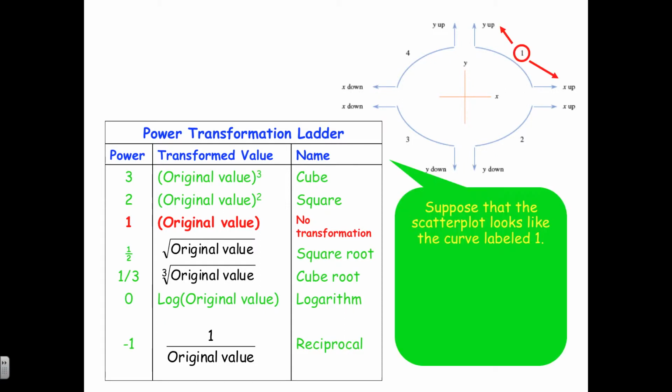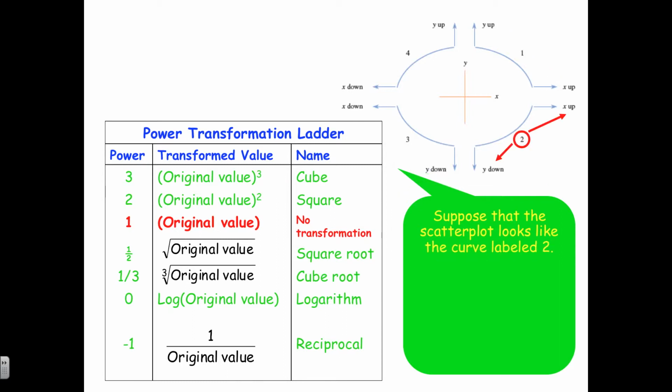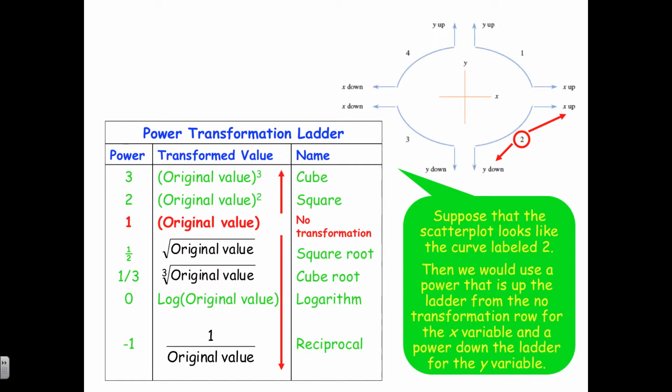So if I have a curve that looks like that one does in the upper, I could either go up for y or up for x, or both. For 2, that shape, which looks kind of exponential, I could go up for x and or down for y.